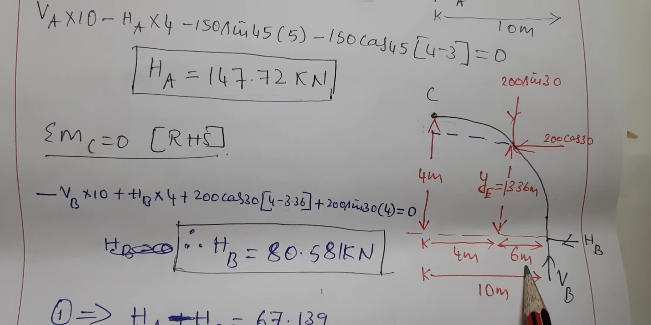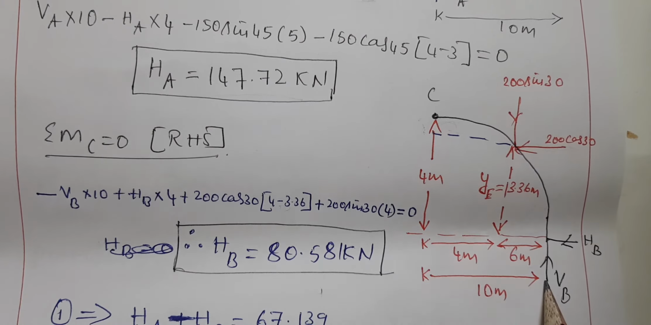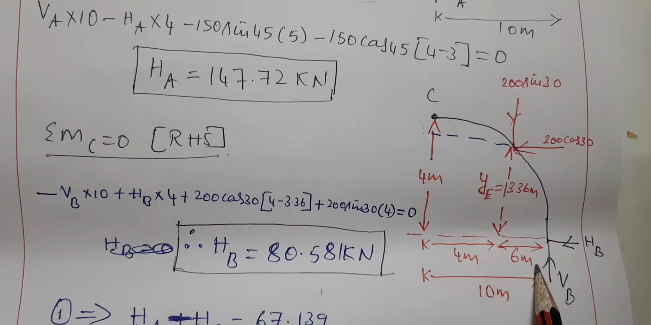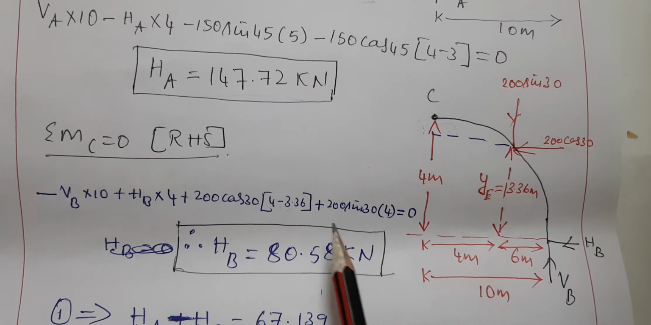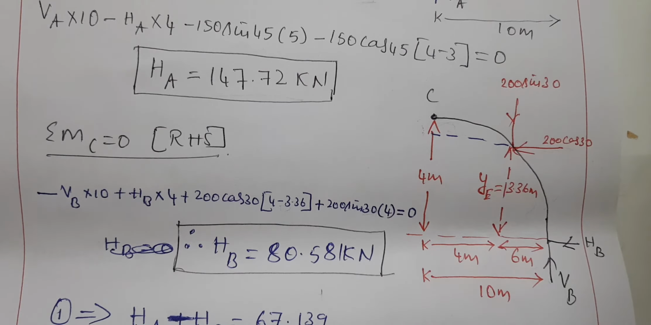For that, we know it is 6 meter, and the total distance from here to here is 10 meter. 10 minus 6 will be 4 meter. That's what I considered here, and everything else remains the same. Then you get the HA value.